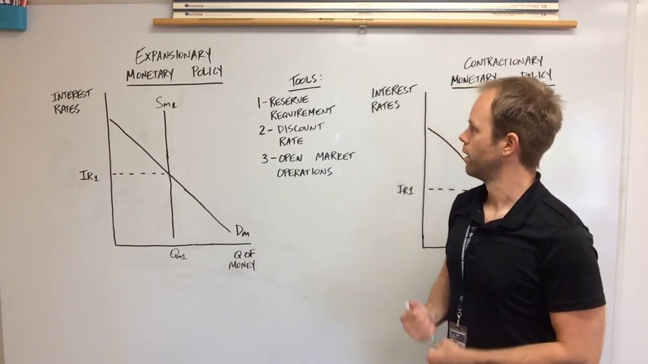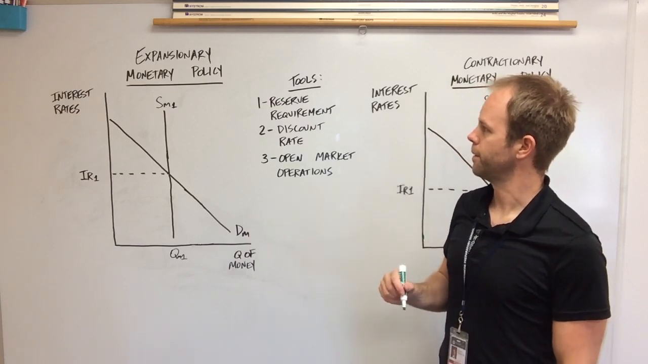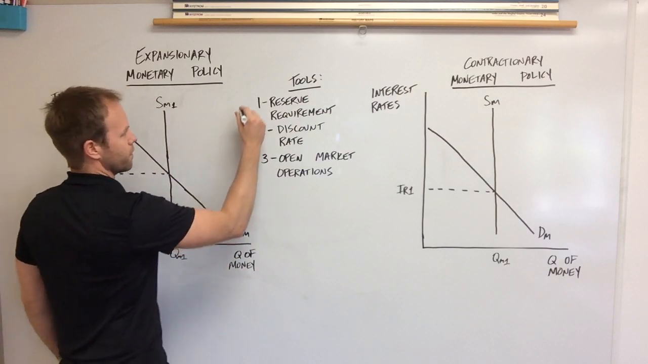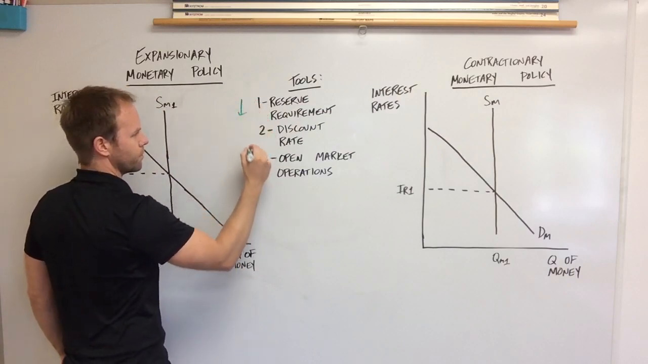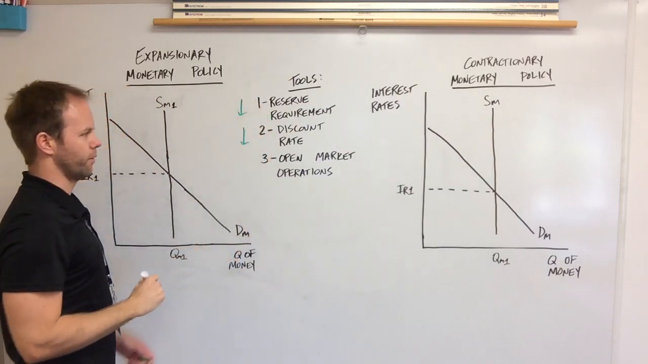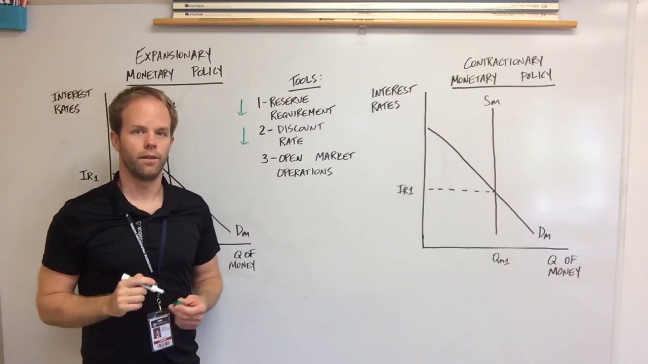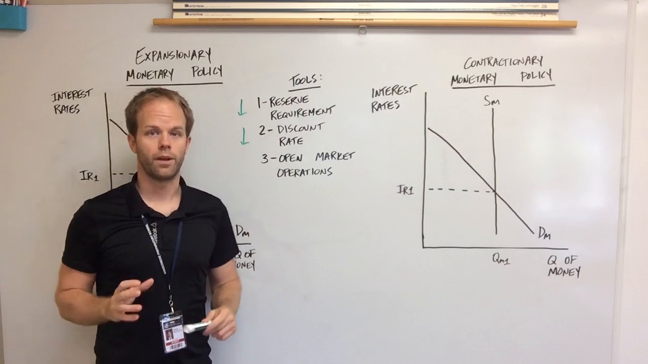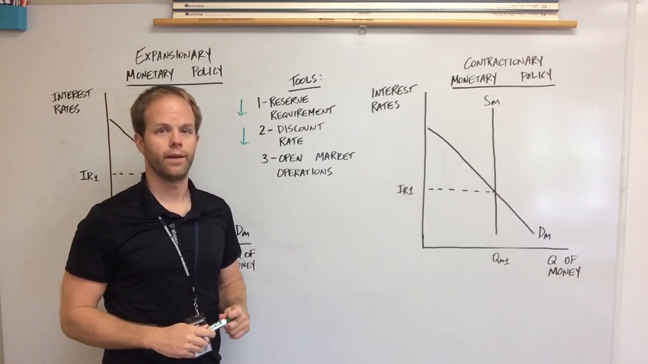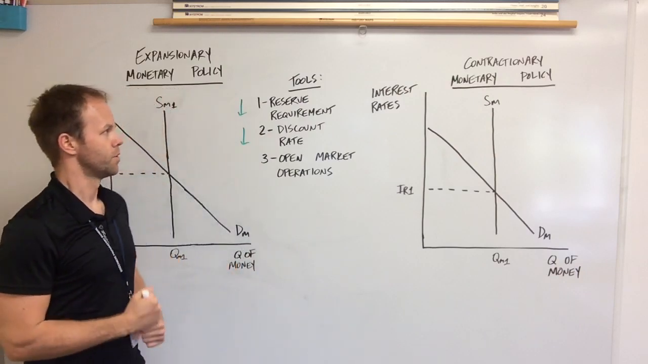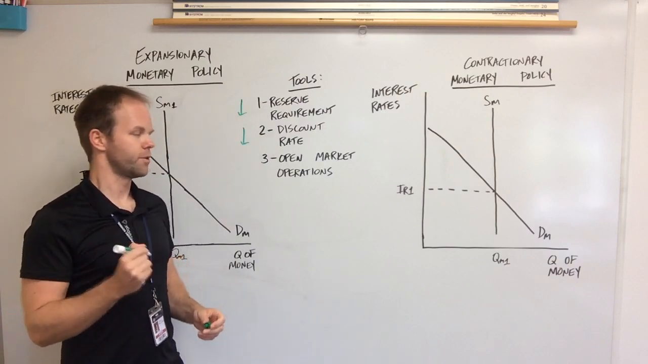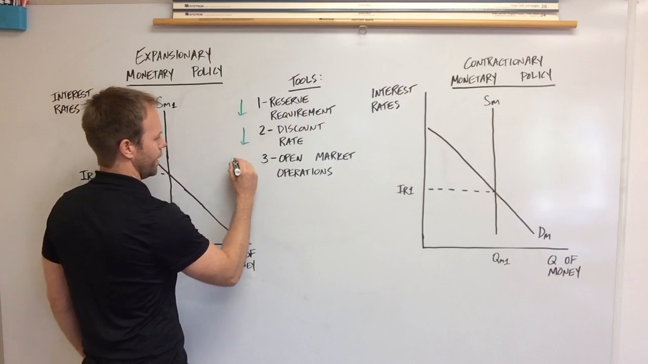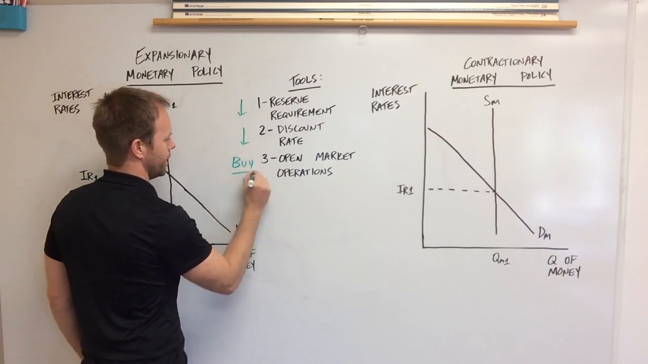Okay? So, expansionary monetary policy would mean that we would lower the reserve requirement, we would lower the discount rate, and this gets a little bit confusing here with open market operations. A good way to think about that is buying and selling government bonds. So if the central bank was looking to increase the money supply, they would buy government bonds.